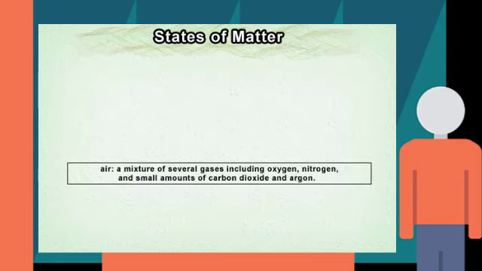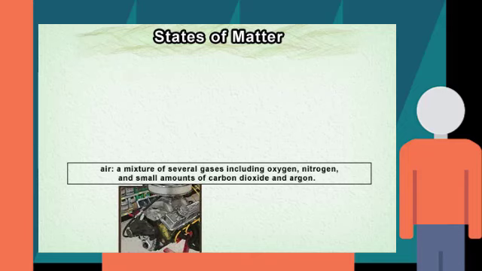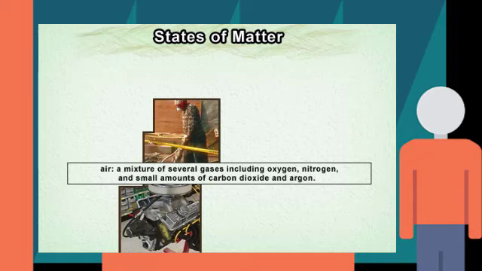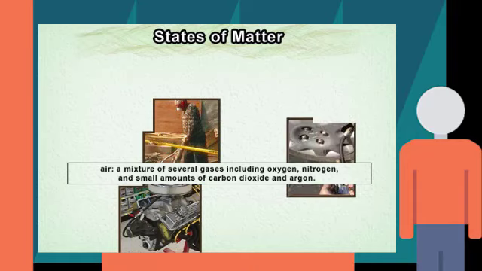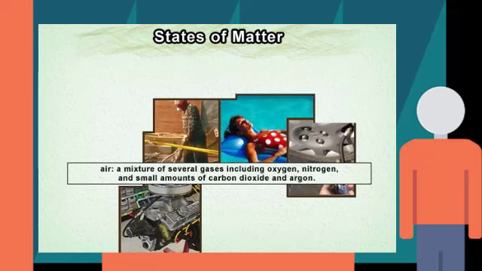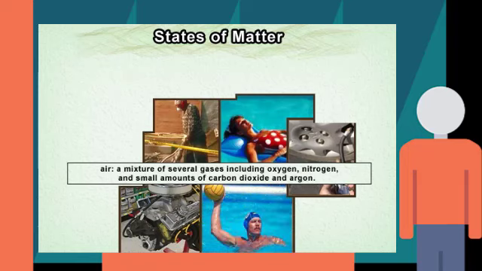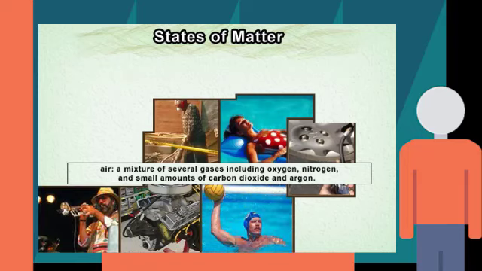Air is commonly used as an example of a gas, but it's actually a mixture of several gases, including oxygen, nitrogen, and small amounts of other gases, such as carbon dioxide and argon. Air is used in the internal combustion engine of automobiles and is used to drive power tools, such as jackhammers. Air is also used to fill car tires, bicycle tubes, air mattresses, balloons, and balls used in sports and other activities. Air carries sound, such as music or people's voices.